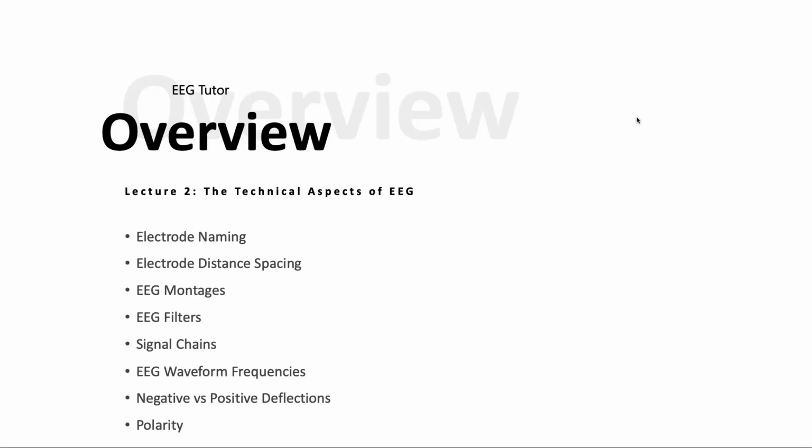Here's an overview of the topics we'll cover during Lecture 2. Some highlights include electrode naming, EEG montages, the different EEG waveform frequencies and the Greek letters which denote them, and also some really easily confused conventions which I'll go through in depth with you regarding negative versus positive deflections, as well as polarity.